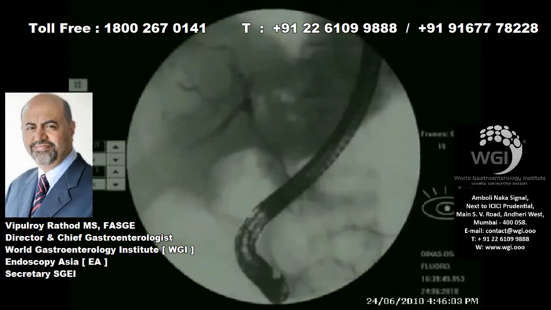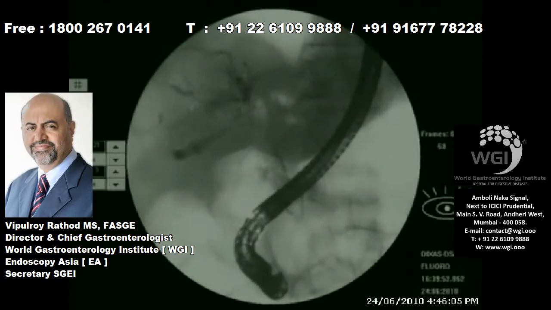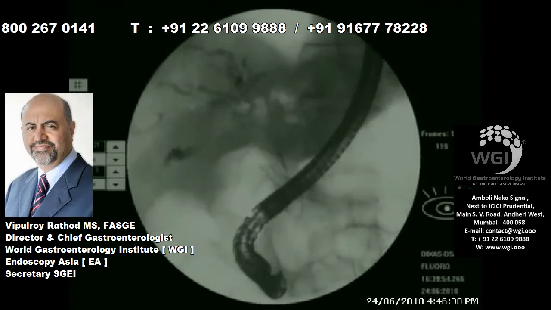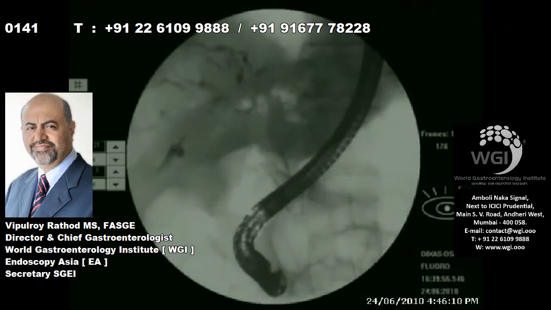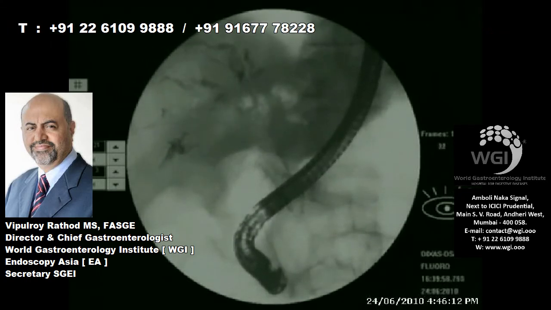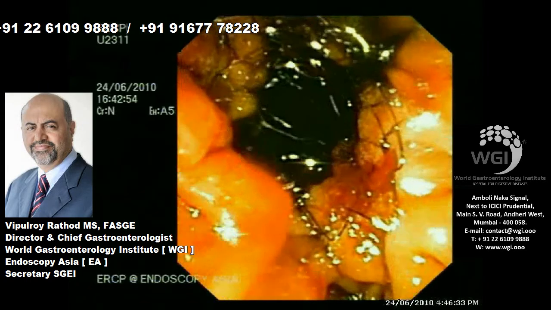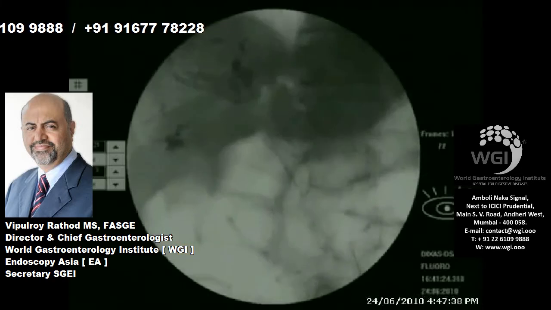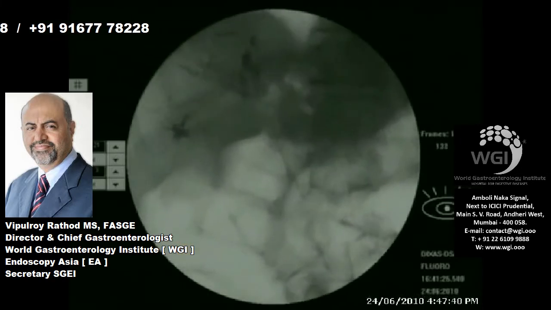Now here you can see dark bile with echogenic material draining out. We make sure that all the contrast drains out and the to and fro movement of air happens through the deployed stent, and this completes the procedure of palliation.